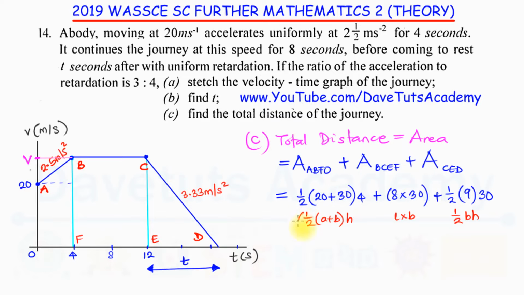So this is what we're actually doing: we're finding the area under the graph, which will correspond to the total distance traveled for the particular body. If you want to evaluate that, this is 2 and 4, that will be 20 plus 30 is 50, so we have 2 times 50 here, plus 8 times 30 is 240, plus half of 30 is 15, so we have 15 times 9, and we can just solve that.